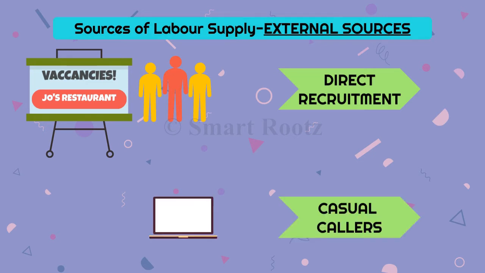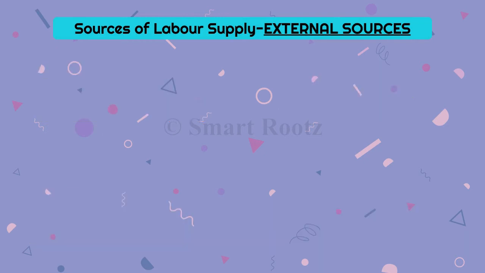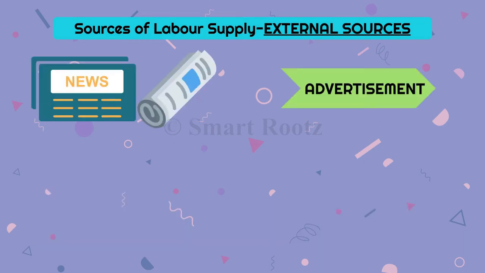Casual callers. Many reputed business organizations maintain a database of various applicants in their office. A list of such job seekers will be prepared and screened to fill in the vacancies. Advertisement. Advertisement in newspapers is generally used when a wider choice is required. The advantage of advertising is that more information can be provided about the organization and the job.